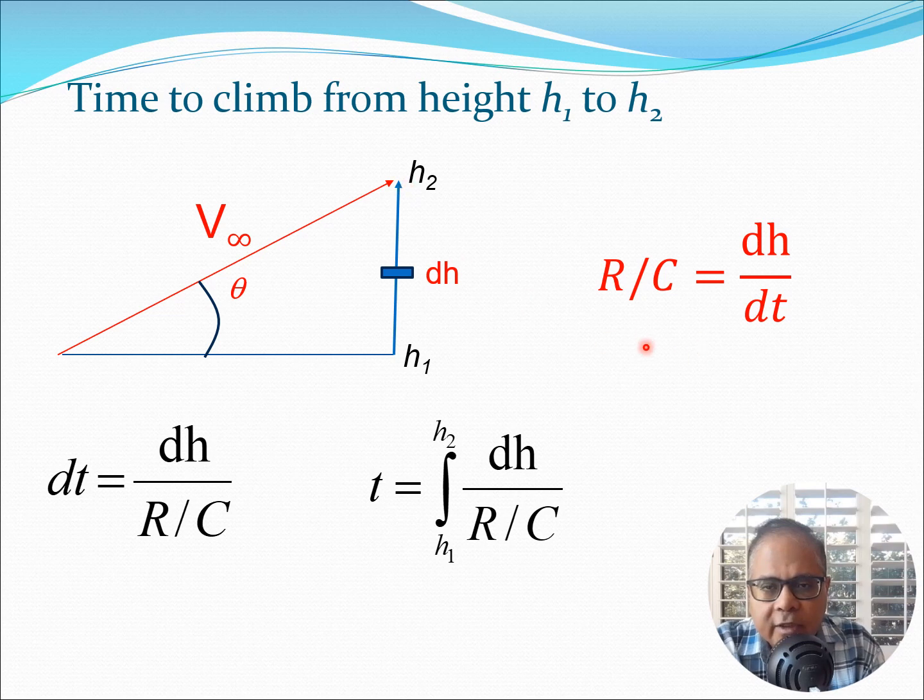Let's start with the equation for rate of climb, that is dh by dt. I can rewrite it as dt equals dh by R/C, which is the rate of climb, and I can integrate this equation to get t equals the integral from h1 to h2 of dh by R/C. This integral is the time to climb from height h1 to h2, or altitude h1 to h2.